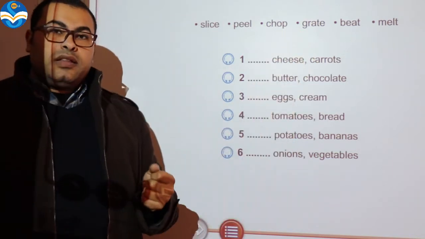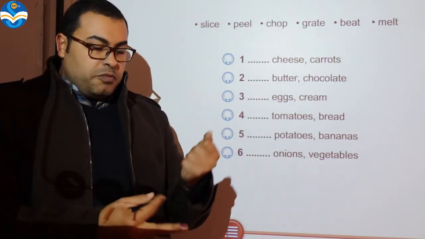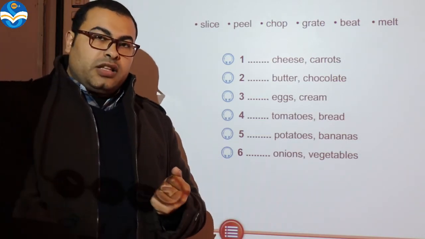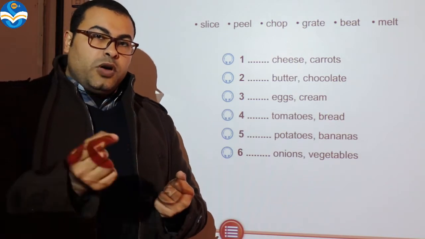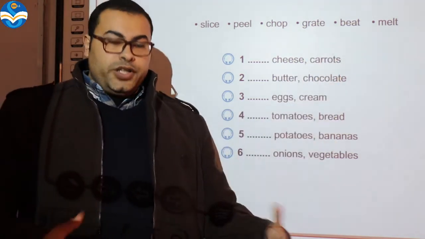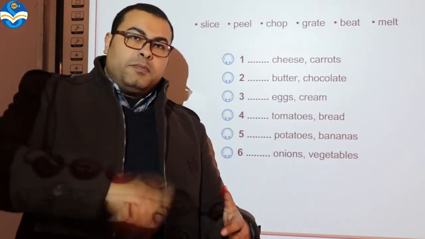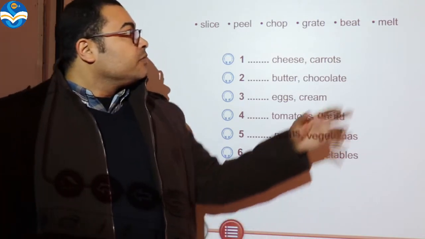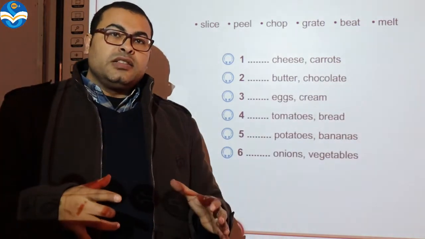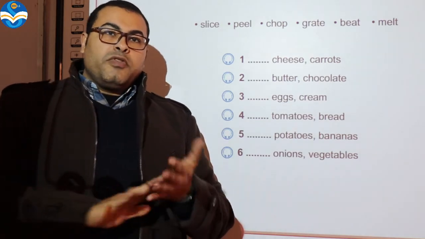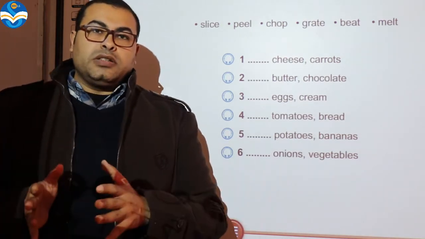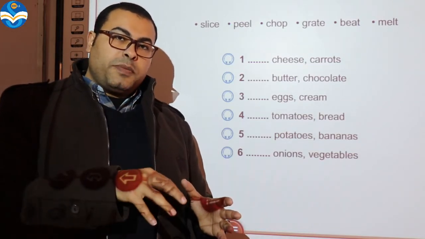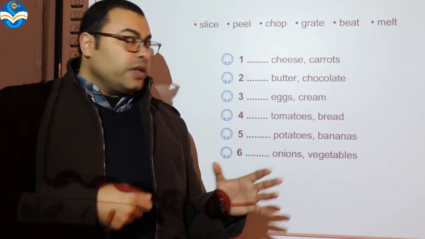Grate. We use a grater to grate them, to make small parts, like cheese. When you grate cheese or grate onions into small pieces. Beat. When you have a big pot and beat them, you beat it into a smooth liquid. Melt. When you use heat to make something from solid to liquid, like butter. We melt butter by heat. When you put a piece of butter into a pot or a pan and it turns into liquid, it melts.